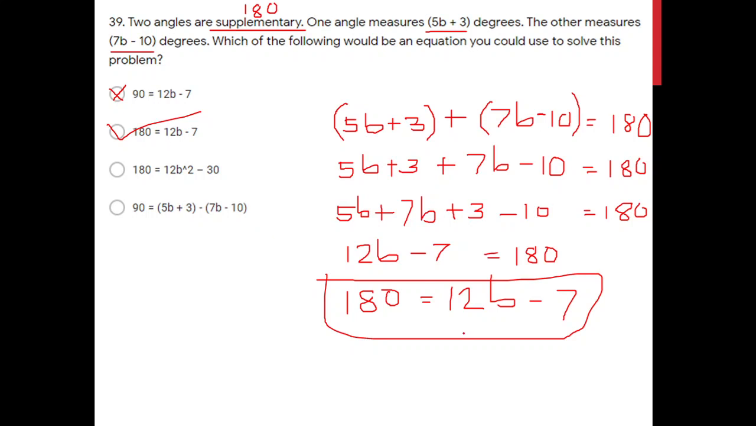180. Now, just in case you need to solve for b, I think you already know how to use the additive inverse, right? All you need to do, since this is negative 7, is add positive 7 if you need to solve for b. But in this case, what is being asked is already here. So that will be the answer.